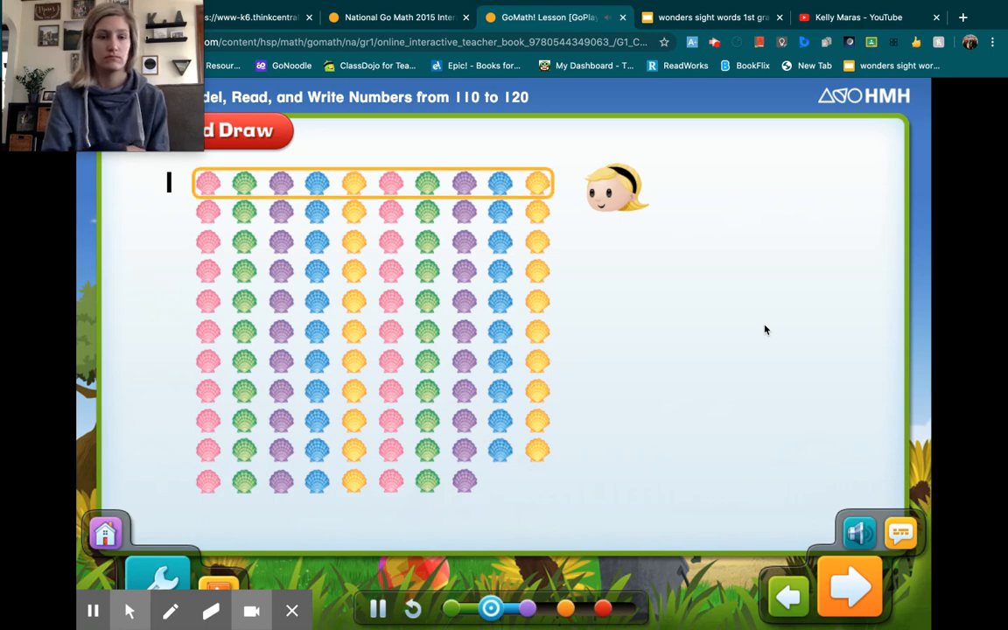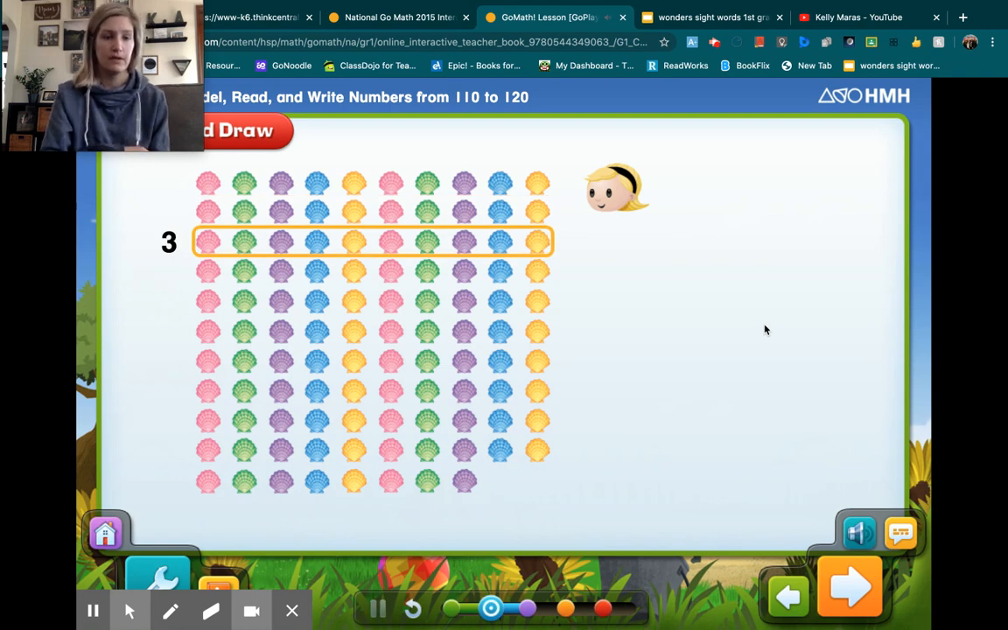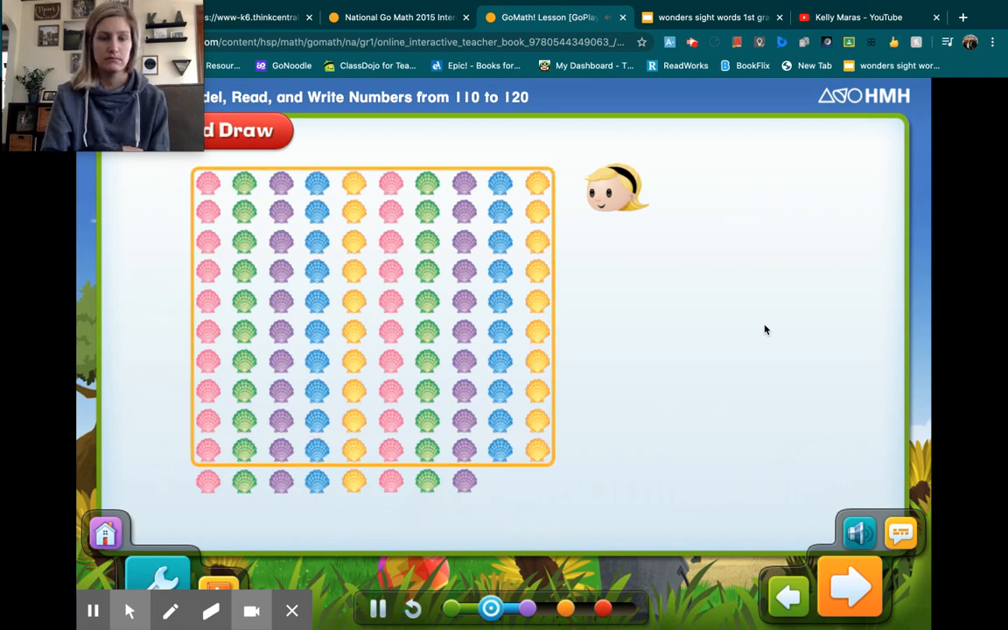Let's count. 1, 2, 3, 4, 5, 6, 7, 8, 9, 10. There are 10 groups of 10, or 10 tens. 10 tens is the same as 100.